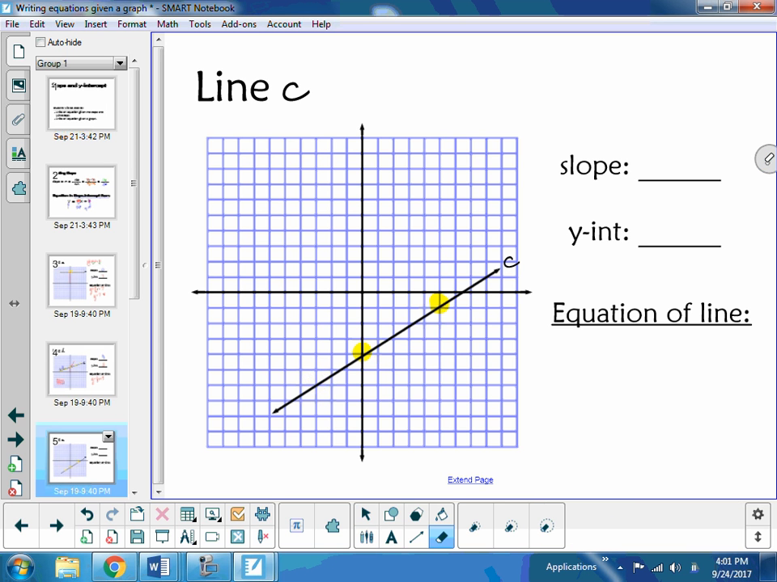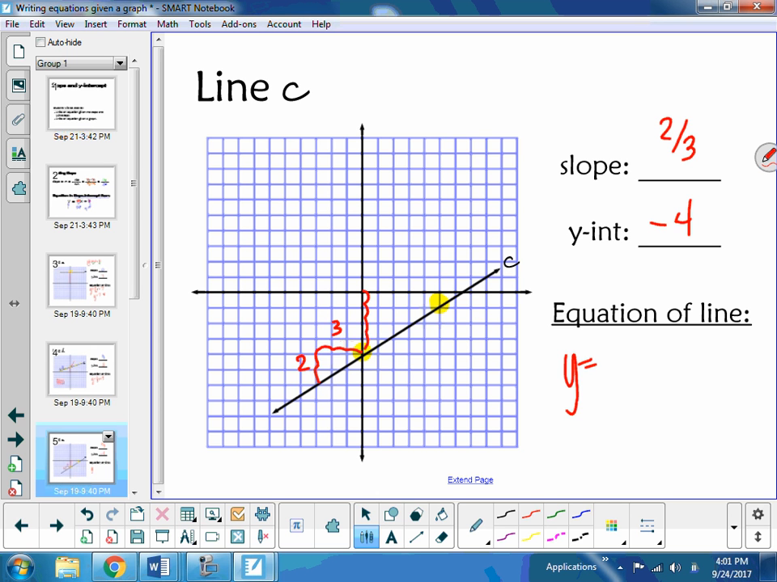I have my pointer in the way here. All right, so we're going to count. We go up 2 and over 3. We rise 2, we run 3, and remember we just talked about that's going to be positive. So it's a positive 2/3. My y-intercept: where is it crossing the y-axis? 1, 2, 3, 4 down this time. So remember that's -4. Okay, let's write our equation. y equals, my slope is 2/3 x, and then -4.